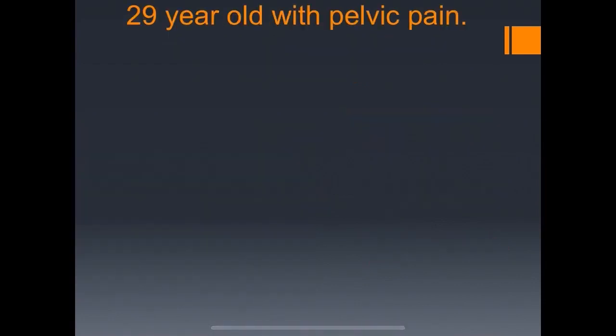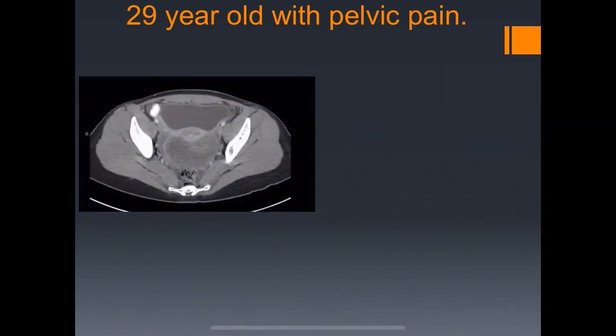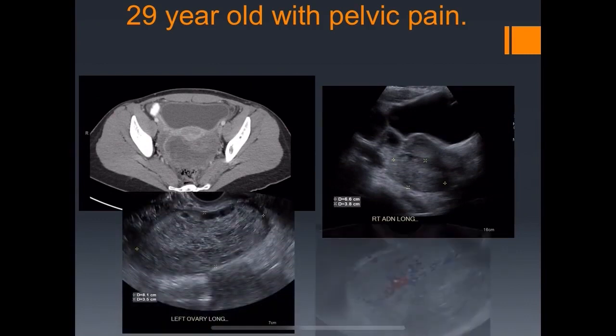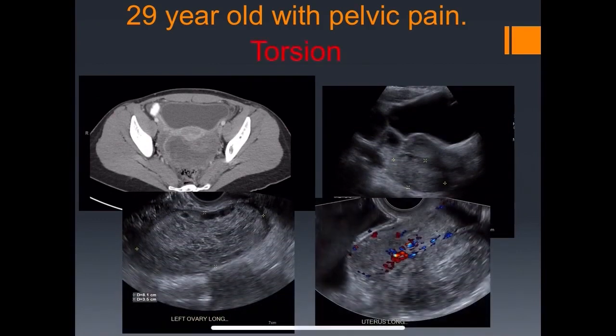Next case, this is just a corollary, 29-year-old with pelvic pain. So we did a CT initially. We had this low attenuation structure posteriorly, midline. It's a little suspicious. On ultrasound, it has a typical homogeneous appearance. It's enlarged, not great flow, and this turned out to be a torsed ovary, and this is just the CT appearance.